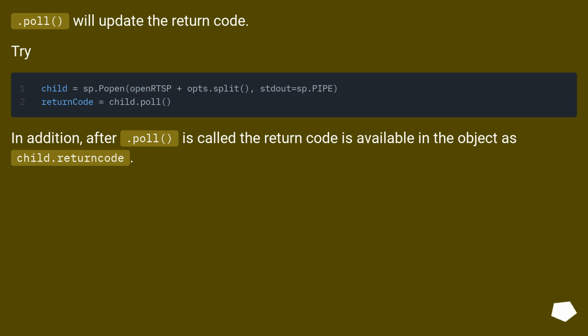.poll will update the return code. Try. In addition, after .poll is called, the return code is available in the object as child.returncode.